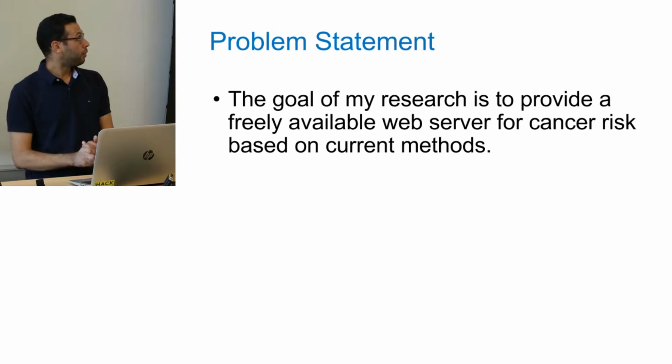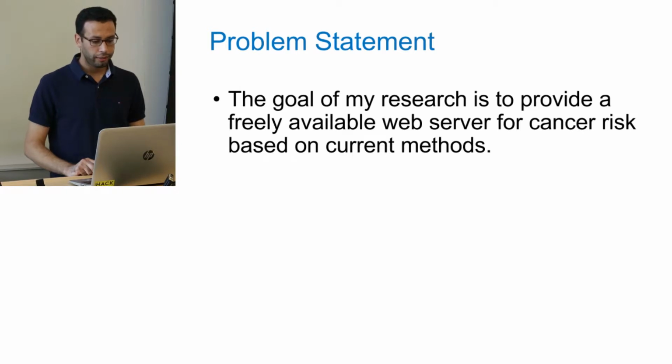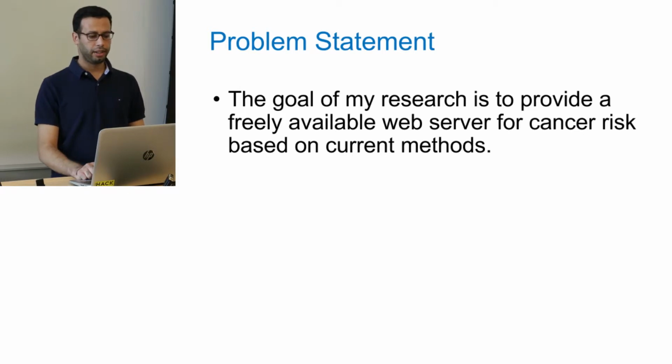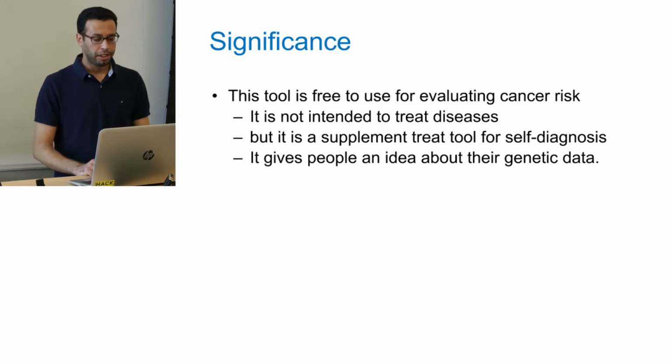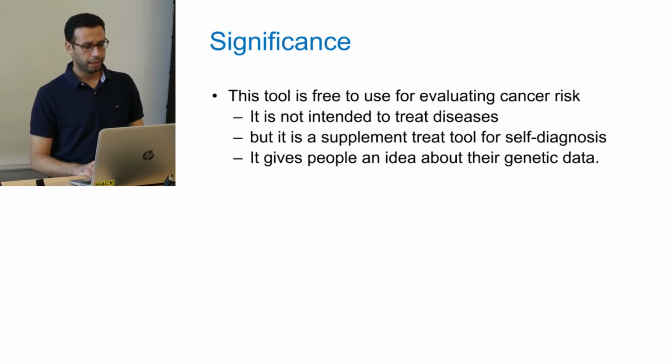As I said earlier, the main goal was to develop a freely available web server for cancer risk based on current methods. In this project, we used the odds ratio, and I will say why we made this choice. Why is this project important? It is important because we developed a web server for free, and people can have access to the server and check their risk for some diseases.